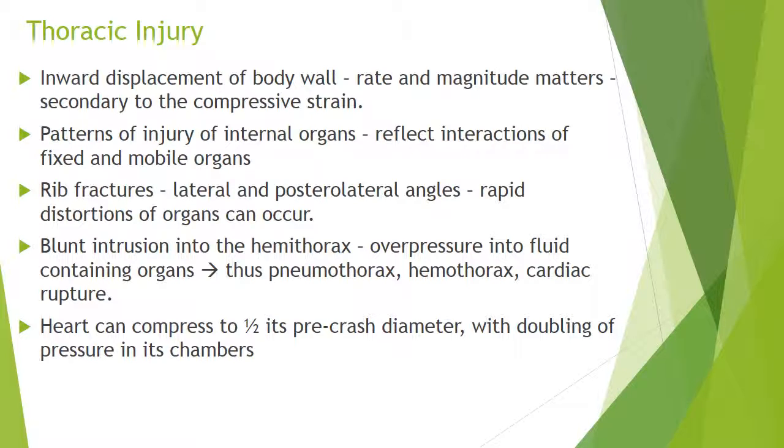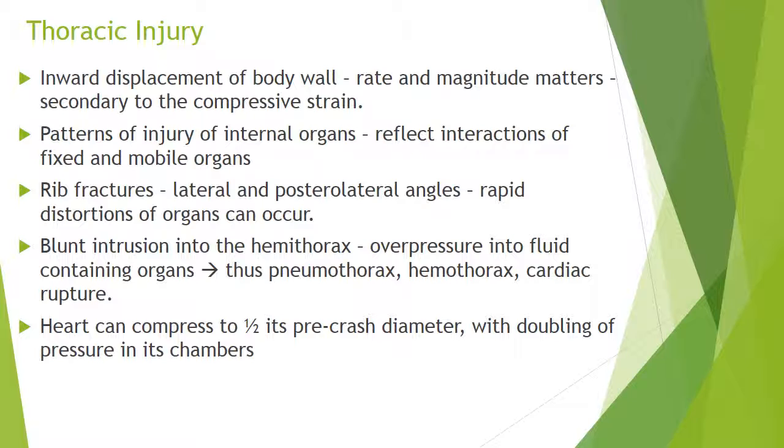Considering the thoracic injury, the rate and the degree to which the inward displacement of the body wall occurs results in a compressive strain. So the pattern of injury of the internal organs reflects the interaction between the fixed and the mobile parts. Ribs usually get fractured in the lateral and posterolateral angles, and during this phase a rapid distortion of an organ can occur.